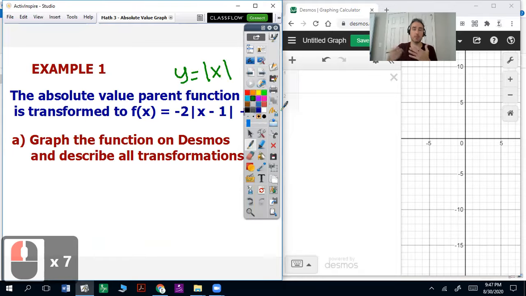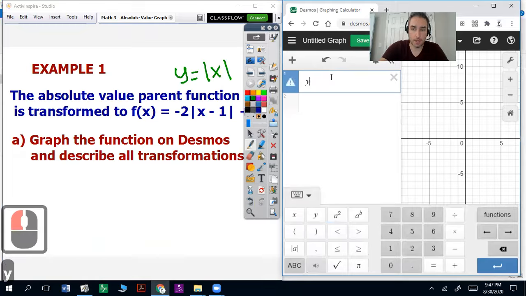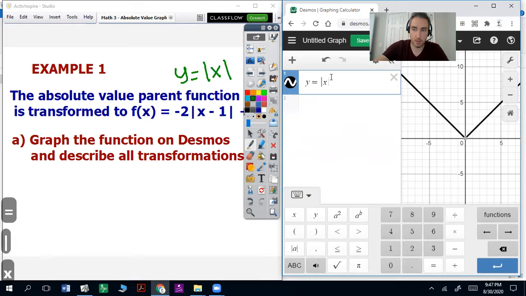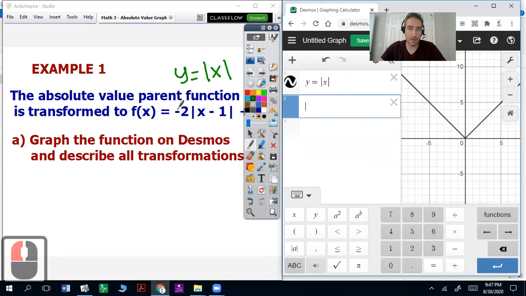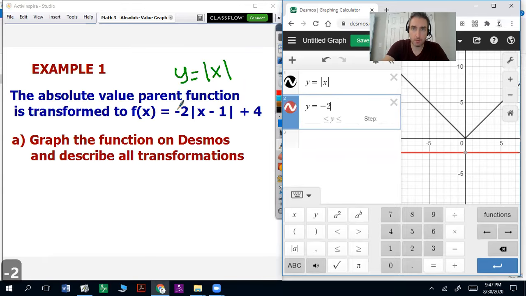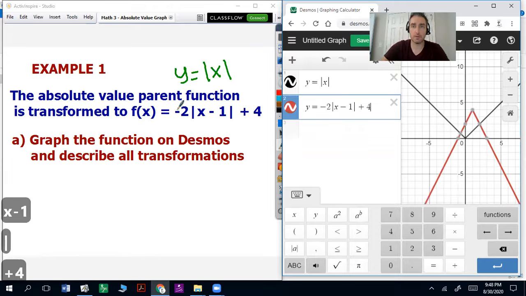So if it helps you to graph that first, you are welcome to. I'll go ahead and do that, I guess, so you can remember shift and backslash. There's your parent function. And then I'll go ahead and write y. Sometimes I don't write f of x, I'll just put y in there because it's less typing. I'll put a -2, absolute value of x minus 1, close it up, and then do +4.